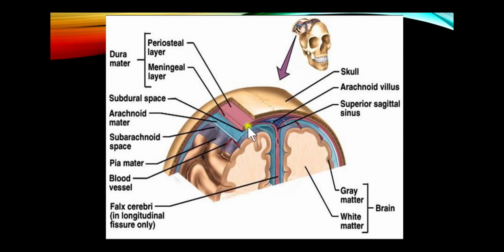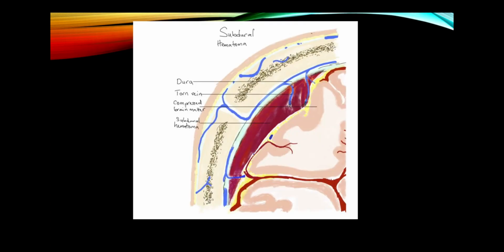So remember there are potential spaces around the dura. Between the dura and the arachnoid, a potential space here is the subdural space. And on the outside of the dura, there's another potential space here called the epidural space. So in head trauma, the two common bleeds that we'll get around the dura are called subdural and epidural hematomas.